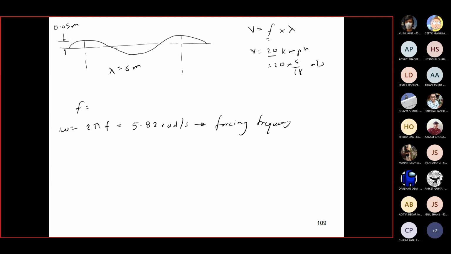All right, so the frequency ratio R is equal to omega by omega n, and omega n is the square root of k by m. Substitute the values of k and m in the equation, find out omega n, and tell me the value of R.